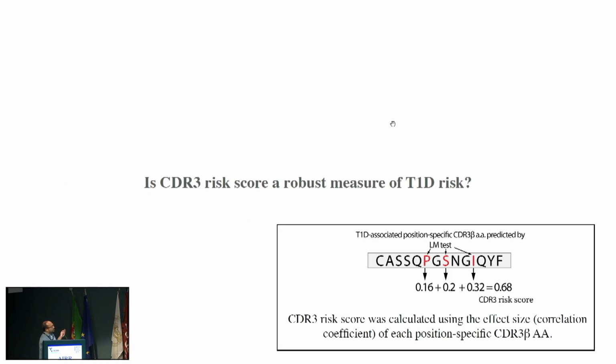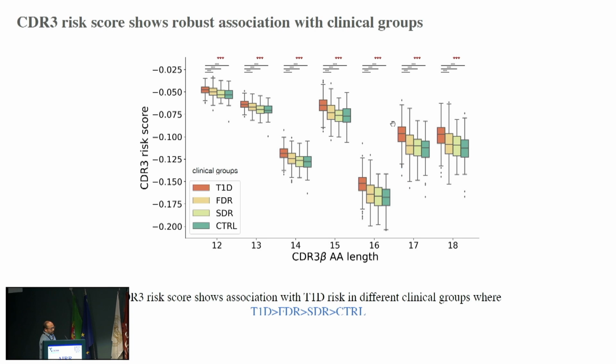And we also use this correlation coefficient we obtained, which we call effect size, to calculate the CDR3 risk score by summing it up for each repertoire and then calculating the average for the whole repertoire. And we found that the CDR3 risk score shows association with different clinical groups, and it also shows a very good correlation of around 0.05 with the HLA risk score.